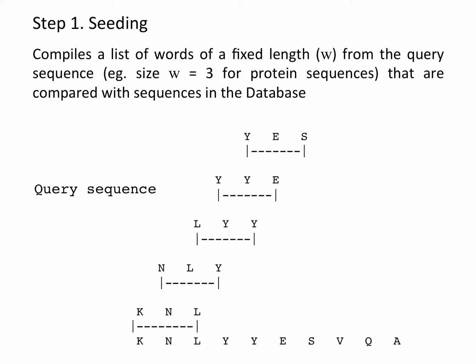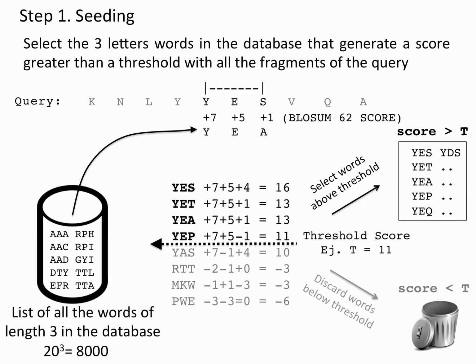Three-letter words are usually used for protein sequences, whereas for nucleotides you can use larger words, from 7 up to 15 letters, depending on the sensitivity that one desires. Once we have the query sequence divided into small words, we compare all the words we generate from our query with a list of words of similar size, in this case 3, that are included in the database.